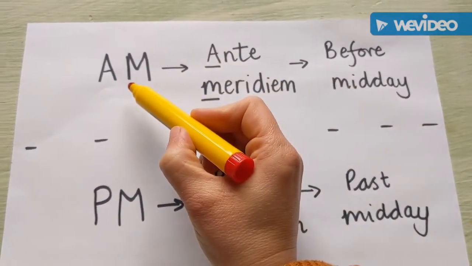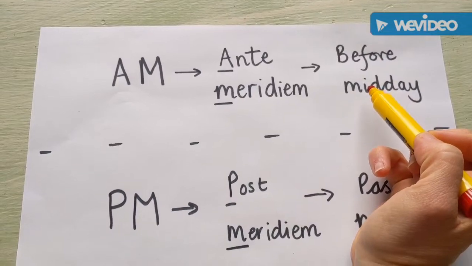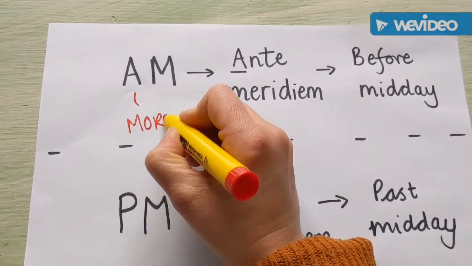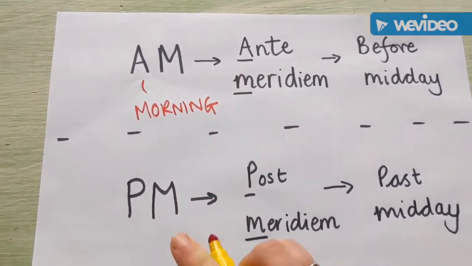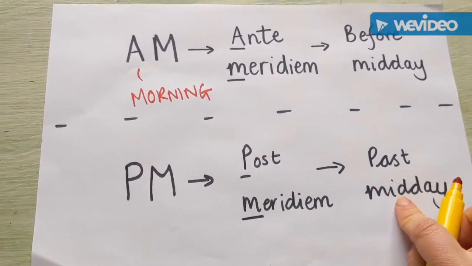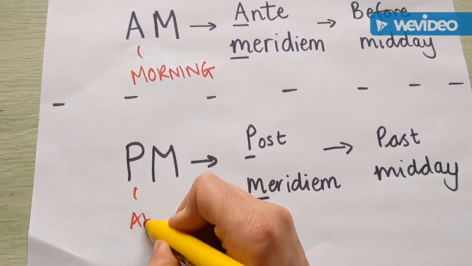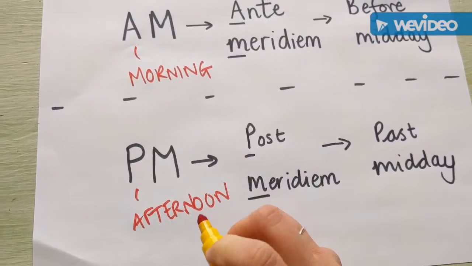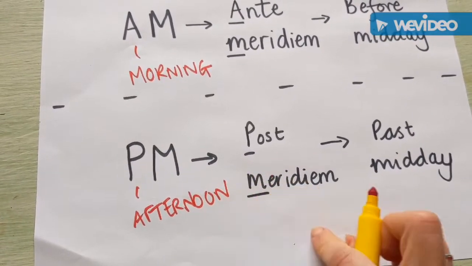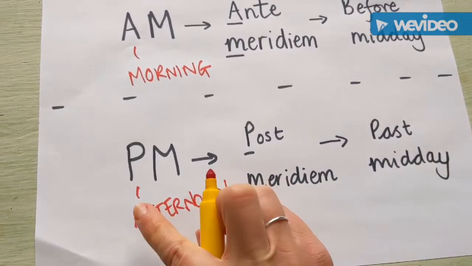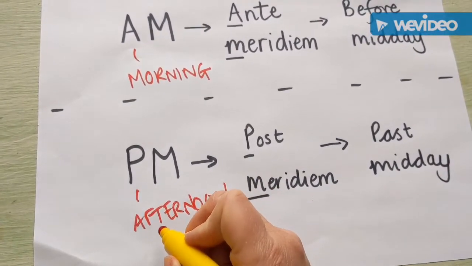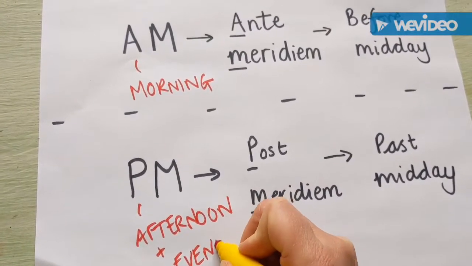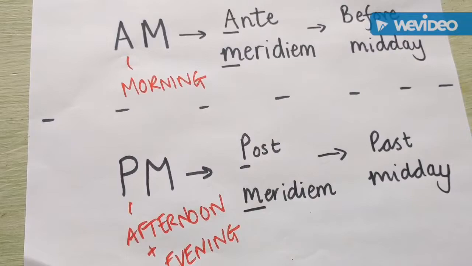So AM, because it's before midday, or before lunchtime, this is our morning. And PM then, because it's past midday, it is your afternoon, because remember noon actually means the same as midday, doesn't it? So it's your afternoon, and also your evening. So PM is your afternoon, but also the evening as well.